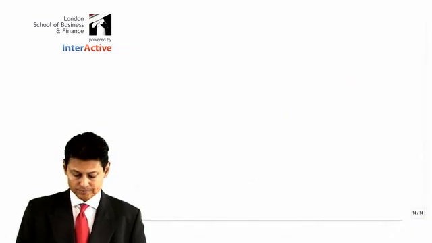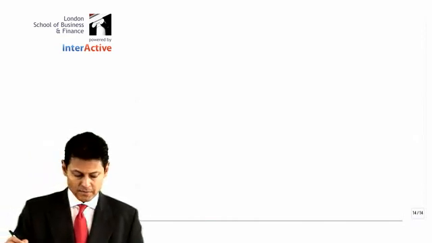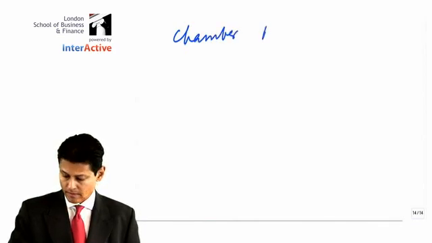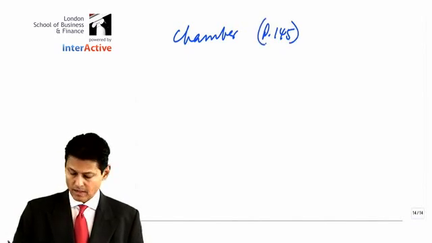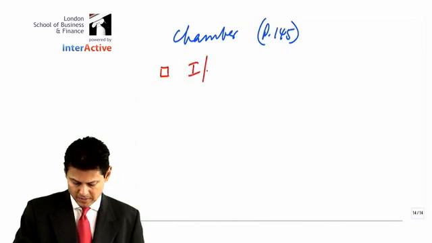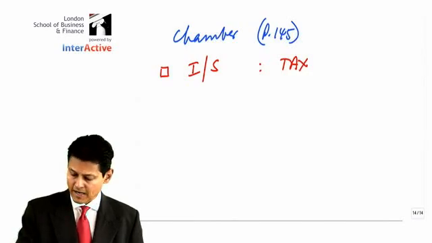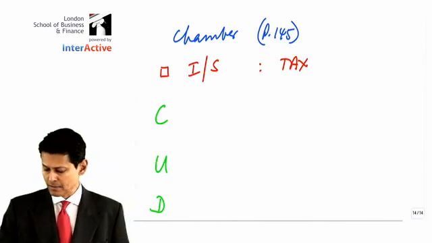So in your notes where you're solving these things with me, I'd like you to say chamber, past exam question, of course. Page 145, if that helps. Let's start with the income statement tax, dominated by that mnemonic CUD. Don't reveal it to the examiner. Keep it secret.